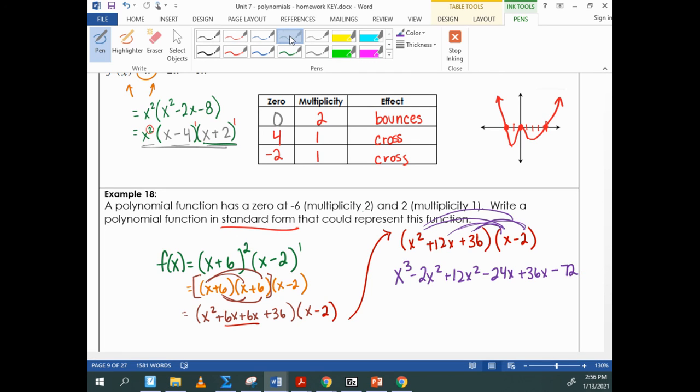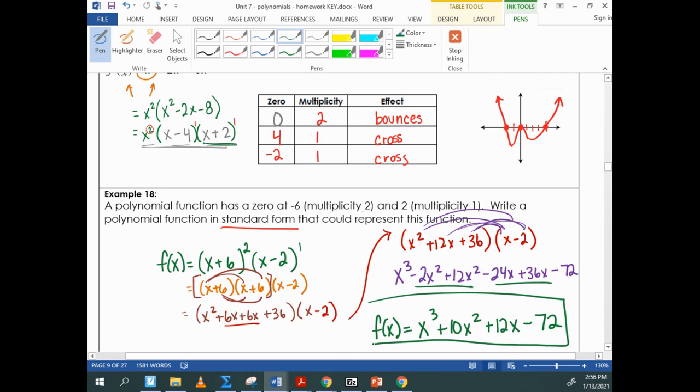Okay, again, just clean it up. You're actually done, but we're going to clean it up because we've got some like terms. There's a couple of x squareds there. There's a couple of x's there. So our function is going to be f of x equals x to the third, negative 2x squared plus 12x squared, or 12 minus 2, is going to be 10x squared. Negative 24x plus 36x, or 36 minus 24, is 12x right there, and then minus 72. That's going to give us our nice little polynomial in standard form. All right, good luck on the homework.